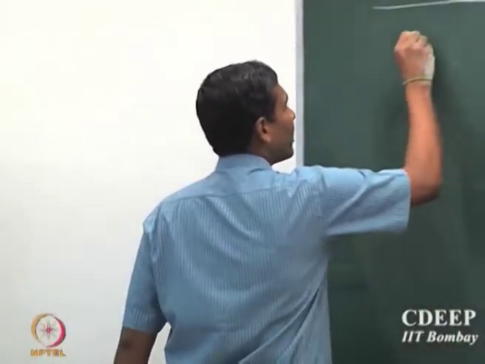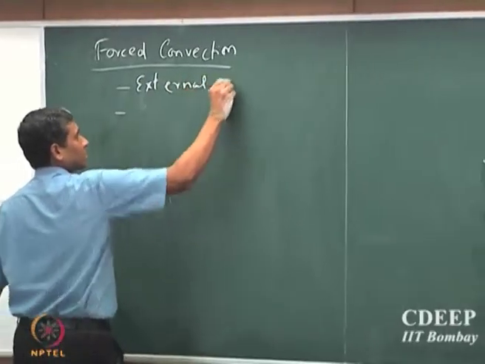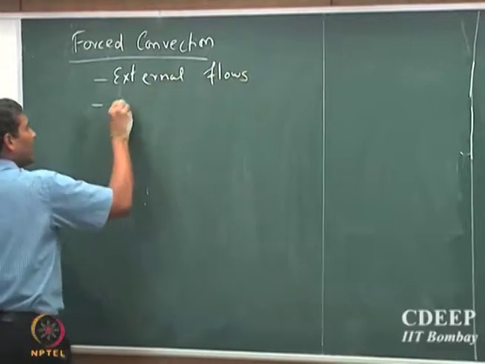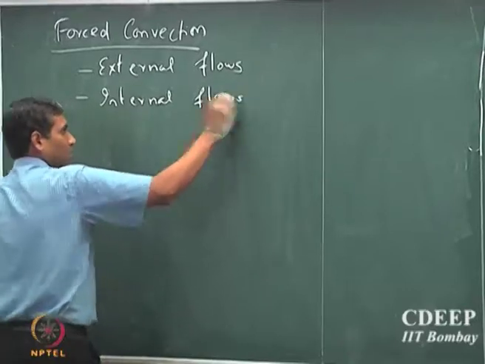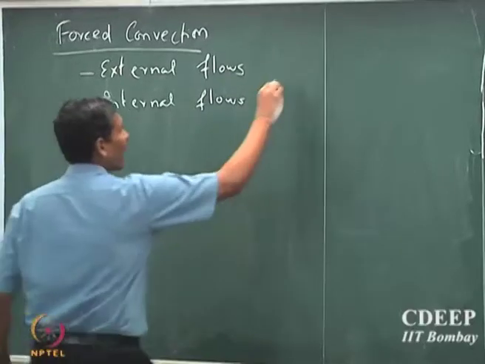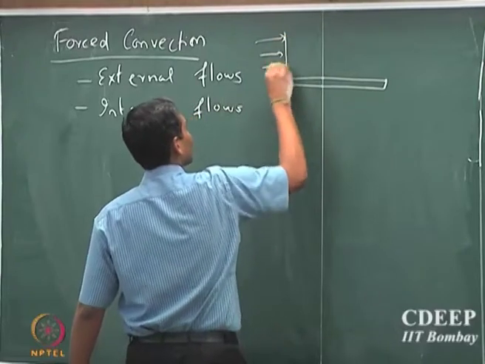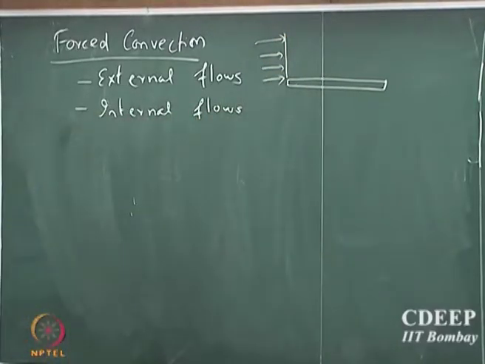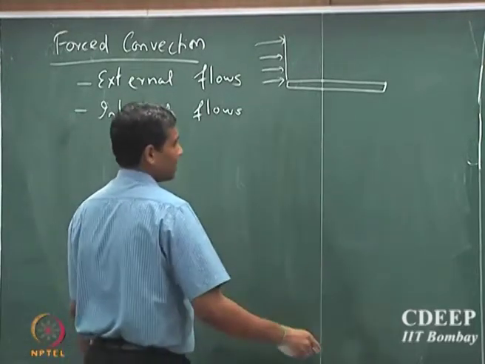So here you can have two types. One is the external flows and internal flows. So for external flow, a very simple example is a flat plate. You have fluid which is flowing past this flat plate. So that's an external flow. It could be a very simple idea. If you look at a fluid which is flowing past this table, that's like flowing past a flat plate.